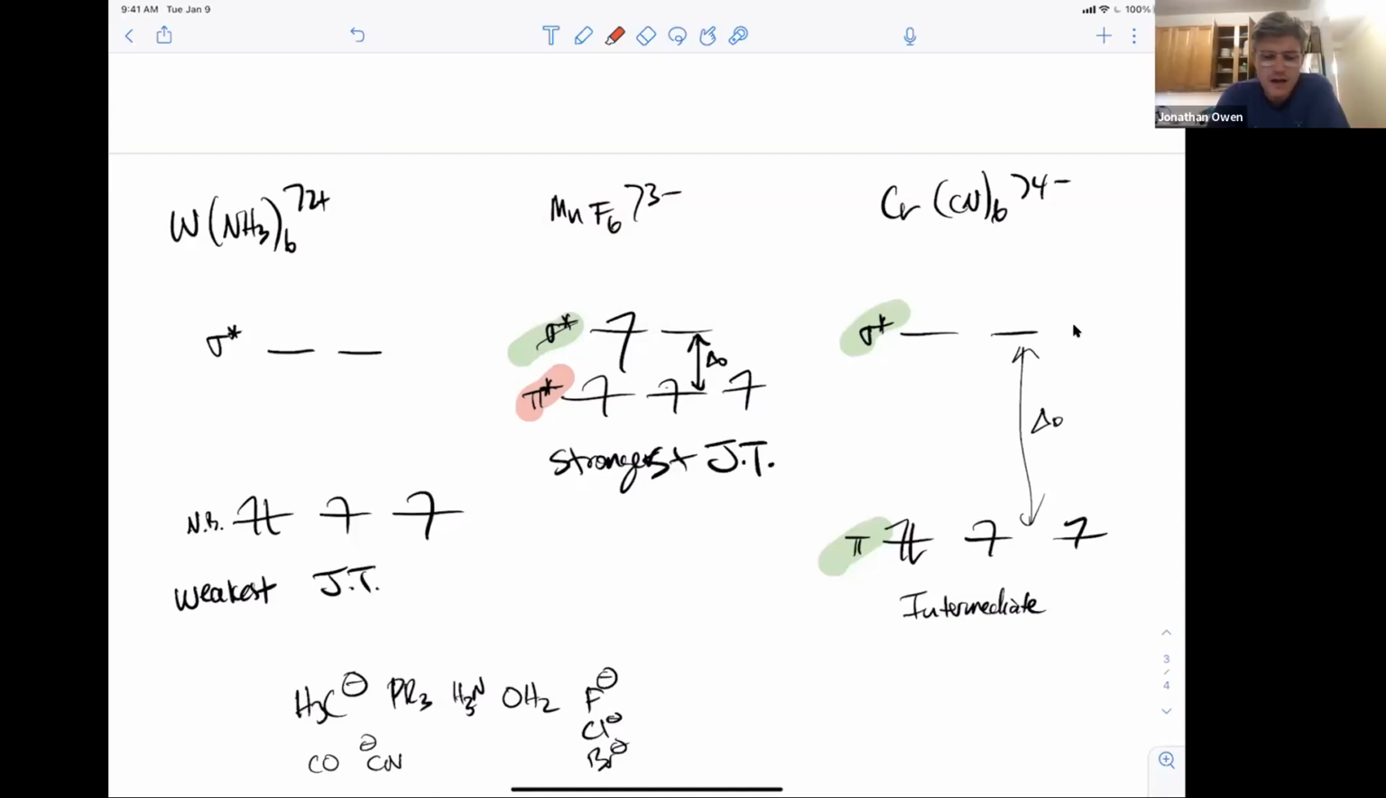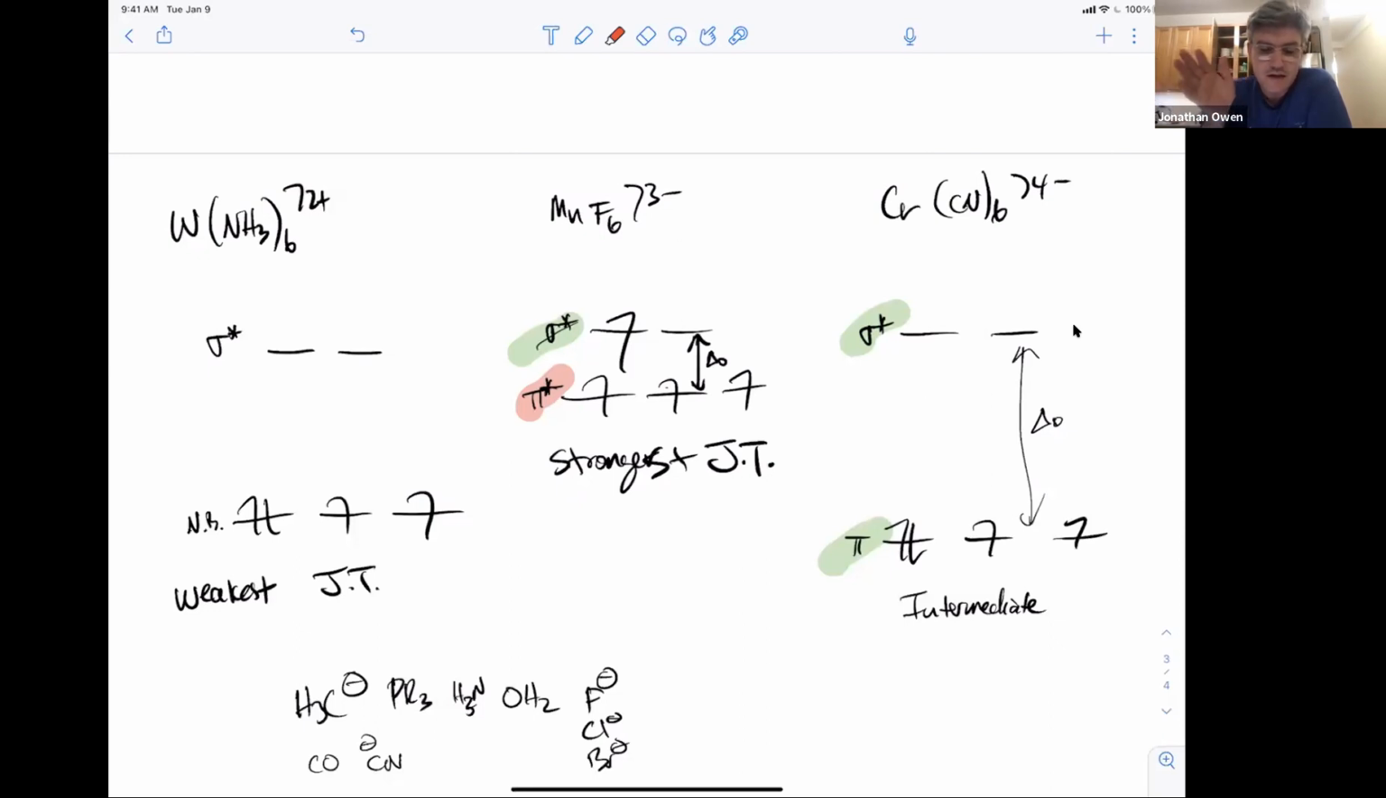Right, correct. I hear what you said, and I know a lot of people think about it this way. The cyanide pi star is higher in energy, so when it makes connection with the metal, it goes down. That's fine. That to me feels like rote memorization. That's not how I think about it.